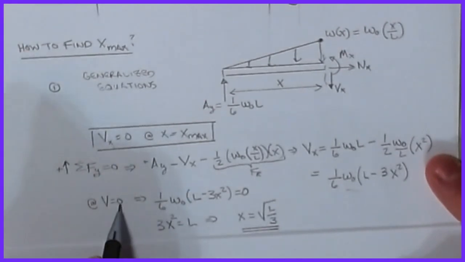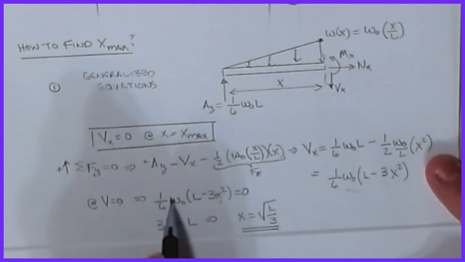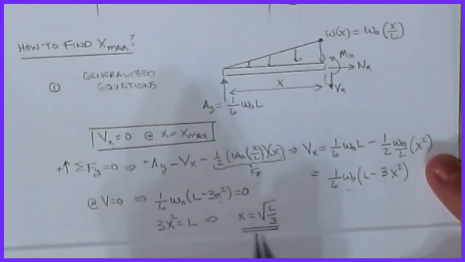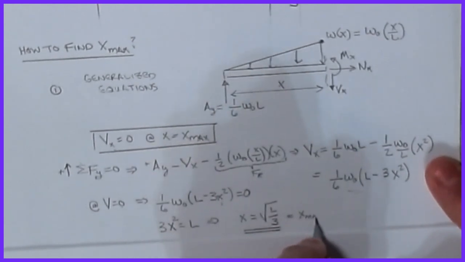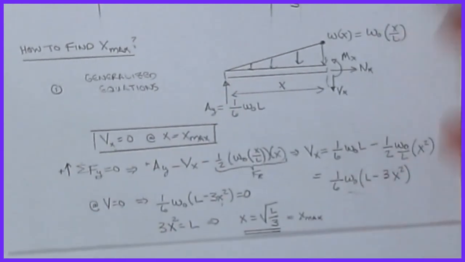So at V equal to 0, I can solve for x in this equation. If I do that, all of this stuff goes into the 0, it vanishes, and we're left with L squared minus 3x squared equals 0. A little bit of algebra, and I can say that x is equal to the square root of L squared divided by 3, which gets me that, and so this becomes the location of x max. So no major problem.